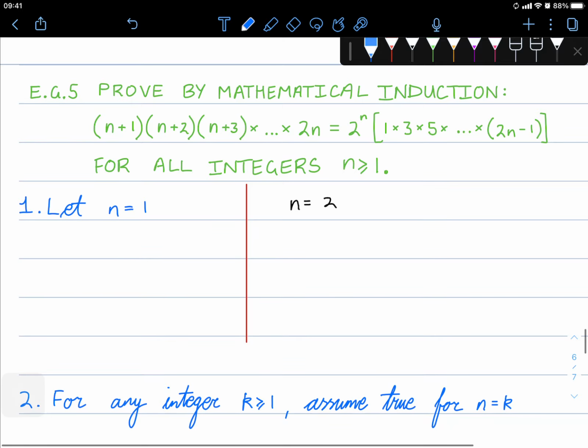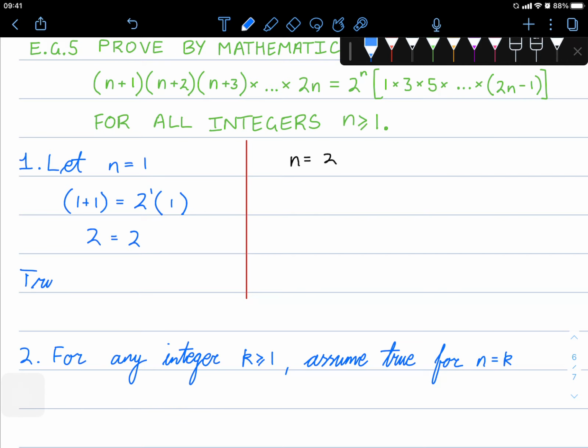as per usual. So when we let n equal 1, it'll become 1 plus 1 equals, because we're only taking the first term, 1 plus 1 is equal to 2 to the power of 1 times the first term here as well, times 1. This is 2 is equal to 2. So this is true for n is equal to 1.